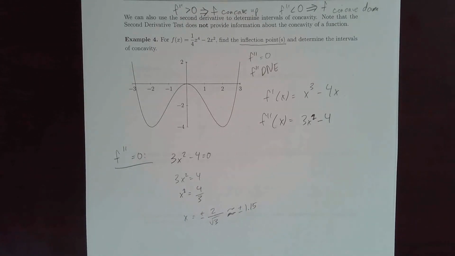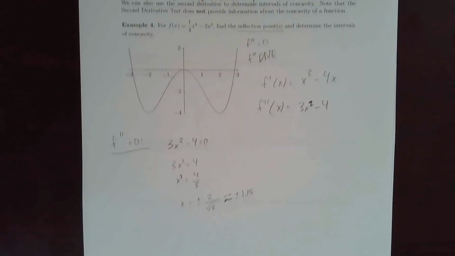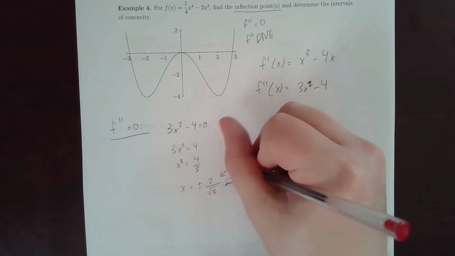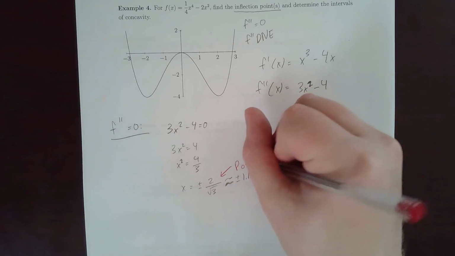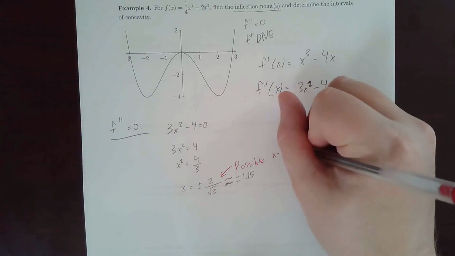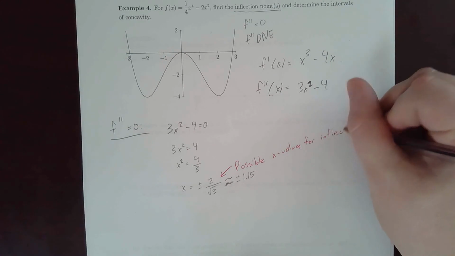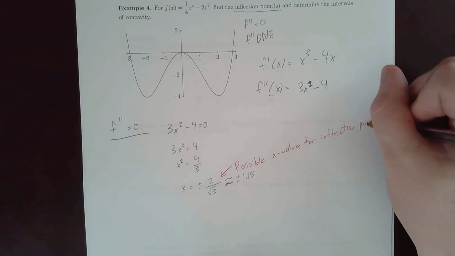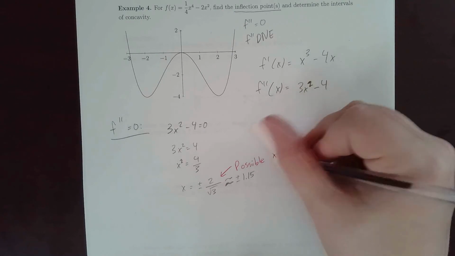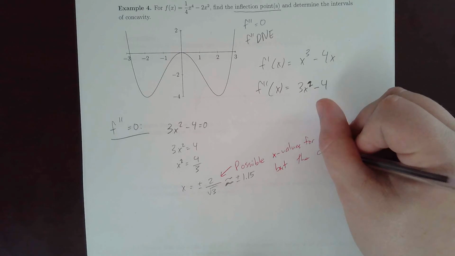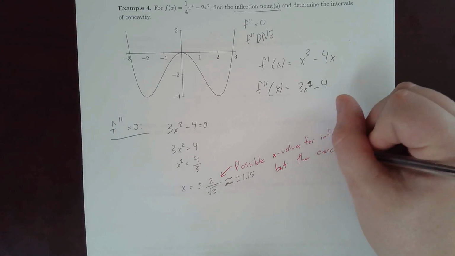So these tell us where we think our inflection points will be, but we only are going to have inflection points if the sign changes. So these are possible x values for inflection points. But the concavity has to change first.